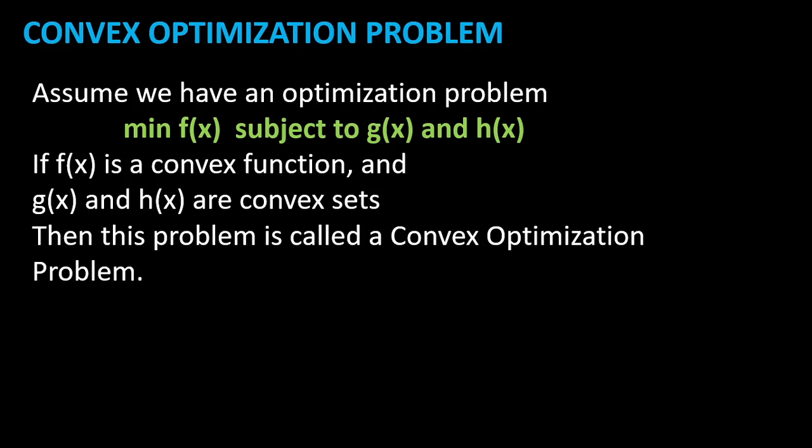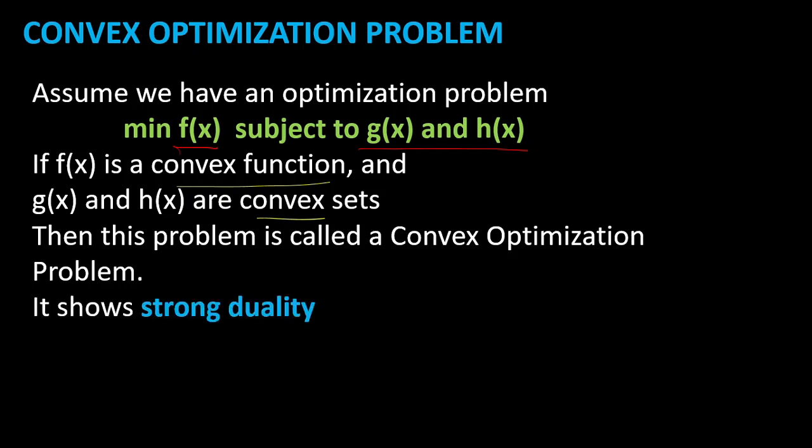Okay, so convex optimization problem, it could be a constraint optimization problem, and in this the objective function, that is f, as well as the constraints g and h could be convex. Okay, so this f of x should be convex function and the constraints should be convex sets. Then that kind of optimization problems are called convex optimization problem.